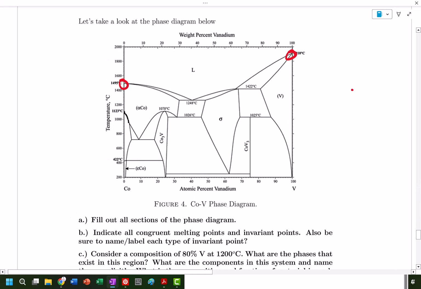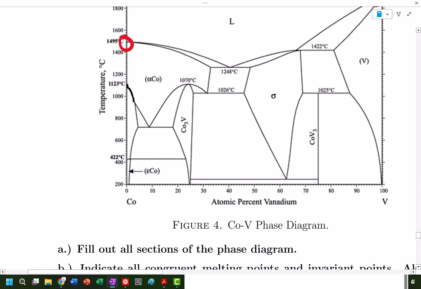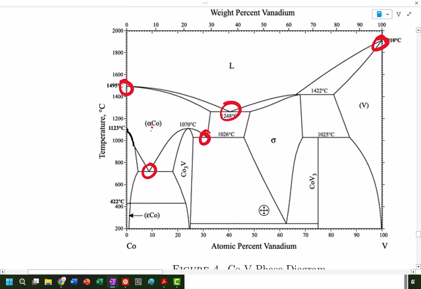Excellent. So those are congruent melting points. What are some of our invariant points? So this is a eutectoid because we are going to go from a solid to a two-phase solid region here. Excellent. What about, this is just a solid to another solid. What about here? Single solid to a two-phase solid. That's another eutectoid. Eutectic right here. I don't really see the two-phase solid region here.